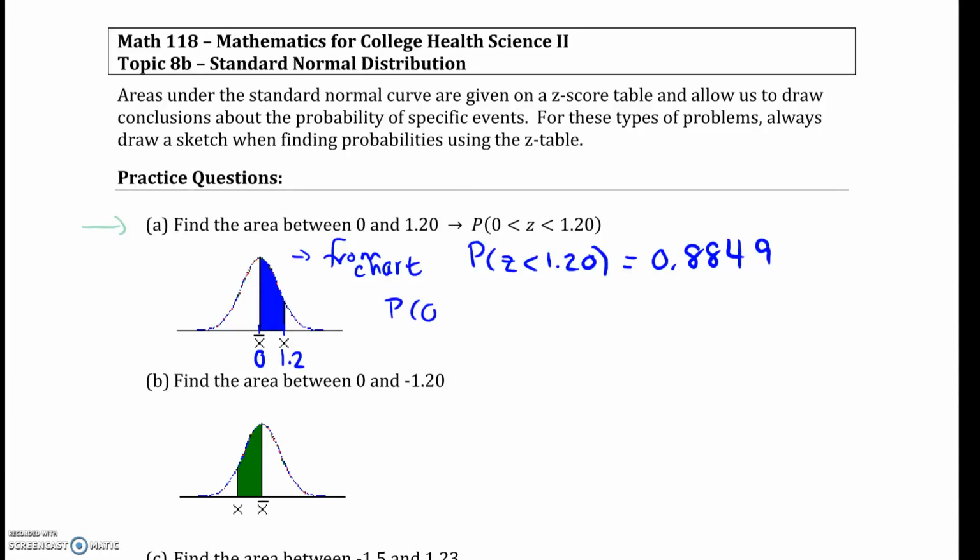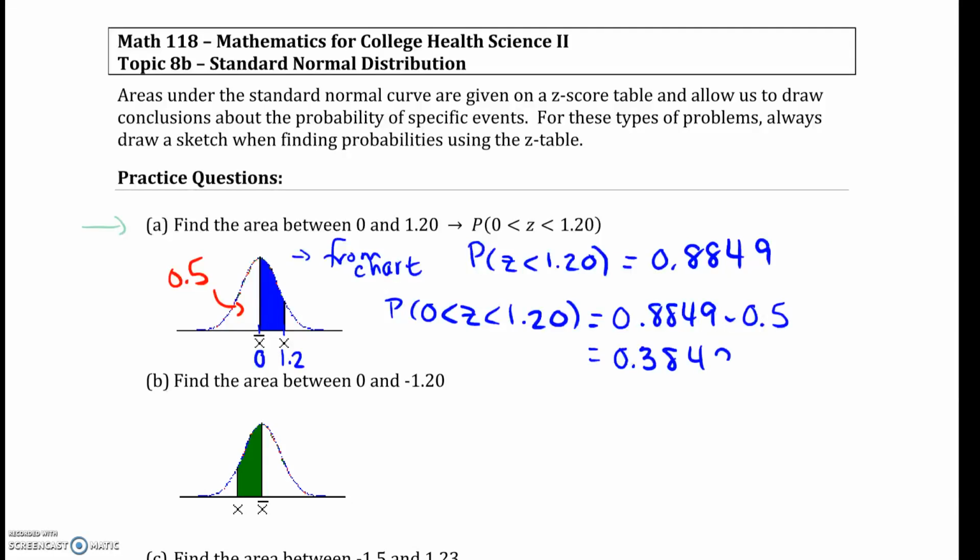The probability that z is between 0 and 1.2, though, we can easily calculate because we know the area to the left of 0 is 0.5. So we take our 0.8849 and subtract 0.5 to get an answer of 0.3849. The probability of having a z-score between 0 and 1.2 is equal to 0.3849.